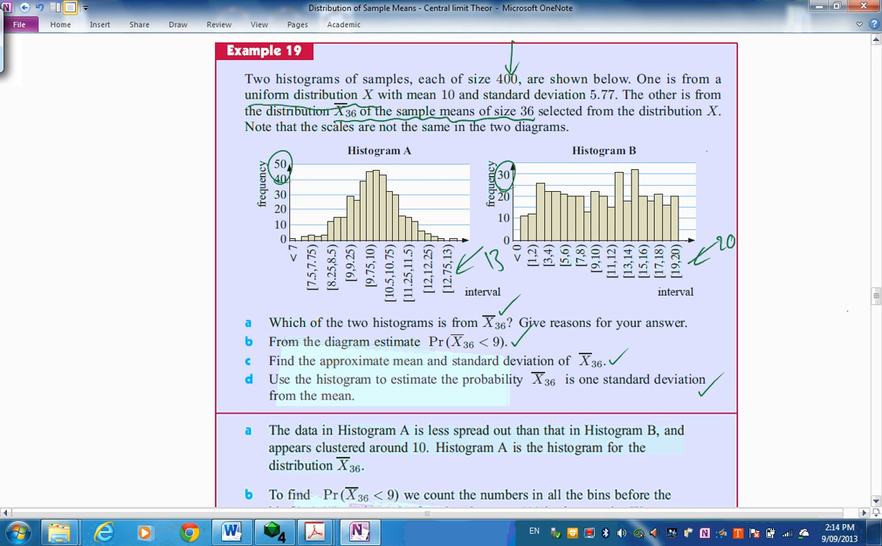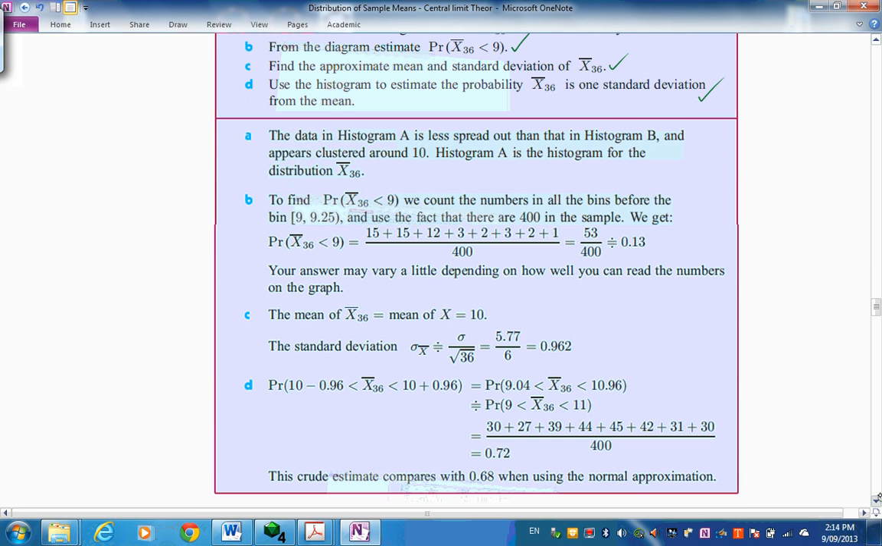All right, let's go and have a look. This is a typical example, so we'll go through the worked screen clippings here. The data in histogram A is less spread out than the data in histogram B and appears to be clustered around 10. Histogram A is the histogram for the distribution of X bar 36. You might also say by the central limit theorem, if n is sufficiently large, then it'll be approximately normally distributed. Okay, and histogram A is approximately normally distributed, which under the central limit theorem is expected, isn't it, when we plot the means?